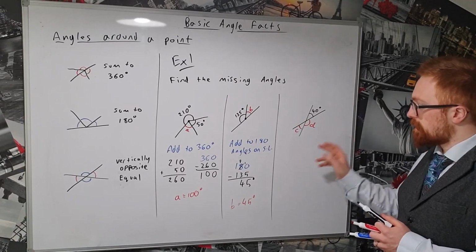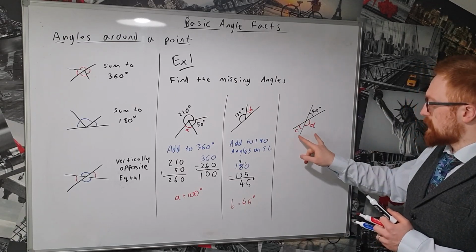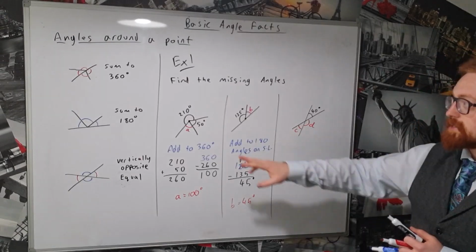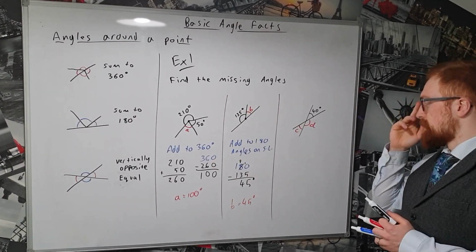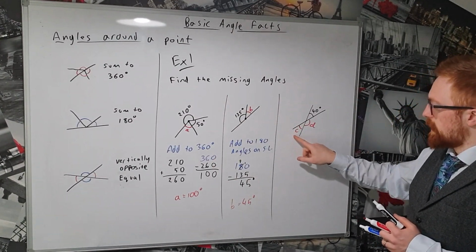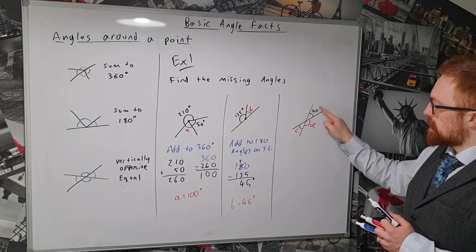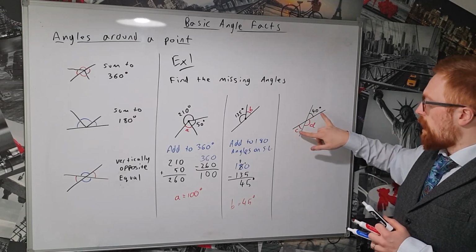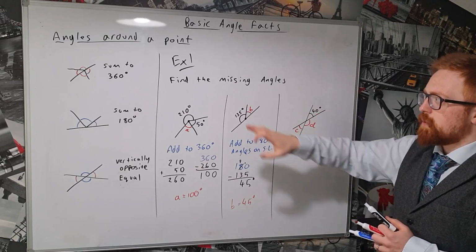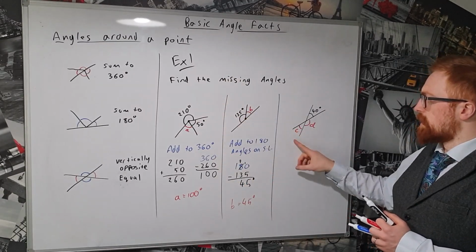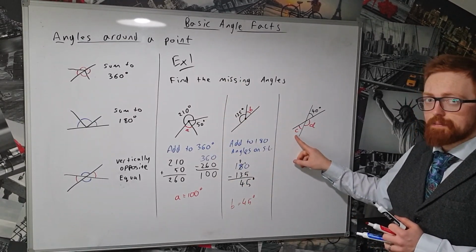Okay, now on to the third and final one. This time we've been asked to find two angles and we need to use two of these rules. So let's look at C first. Now C and 40, they're a special kind of pair of angles. Which of the three rules are we going to use for this final one to work out what C is?